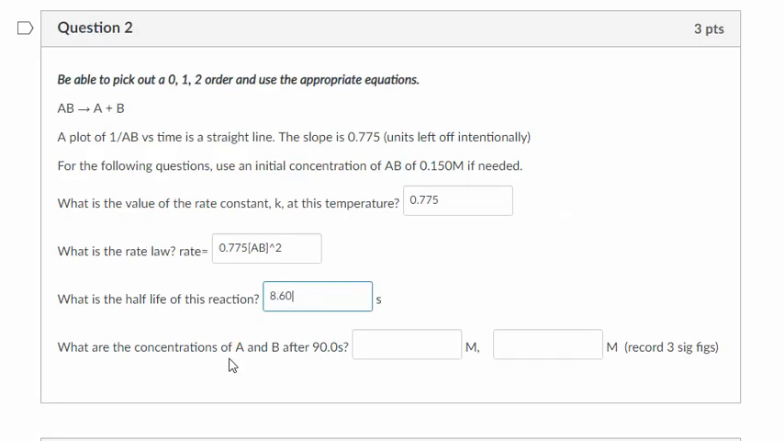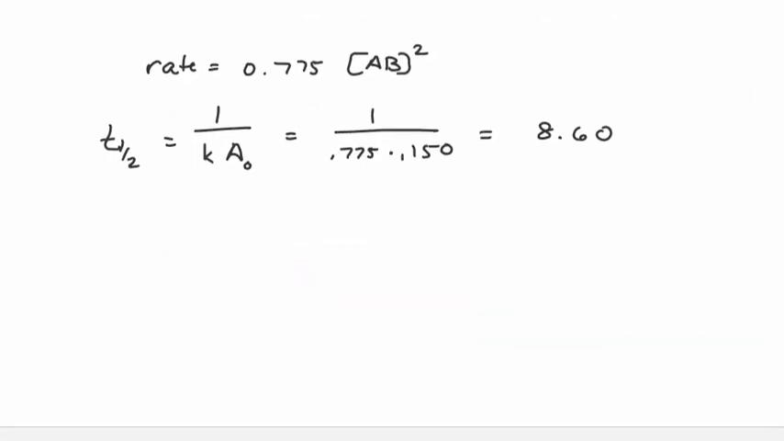So what are the concentrations of A and B after 90 seconds? This part can get confusing, so make sure you work a couple of these. Well, we have our integrated rate equation that looks something like this. And what we're looking for, however, are the concentrations of A and B. But in order to find those, I have to find the concentration of AB after 90 seconds. So this is what I'm not going to know, and I'm going to calculate with everything else.